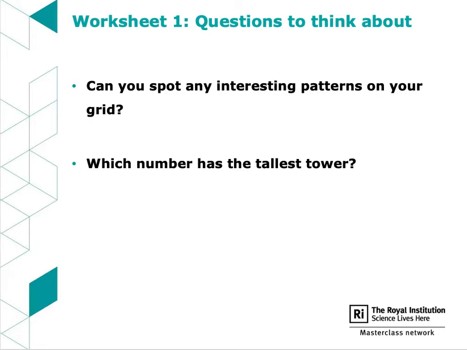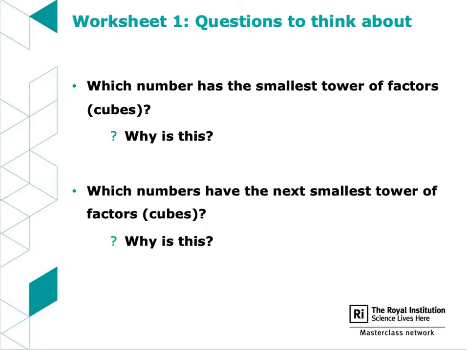Which number has the tallest tower? It should be 36. It has the largest number of factors. Which number has the smallest tower of factors or blocks? Why is this? It should be the number 1 because it's only divisible by itself. Which numbers have the next smallest tower of factors or blocks? All the prime numbers have 2 blocks on them. Why is this? Well, it's because they're divisible by themselves and 1.